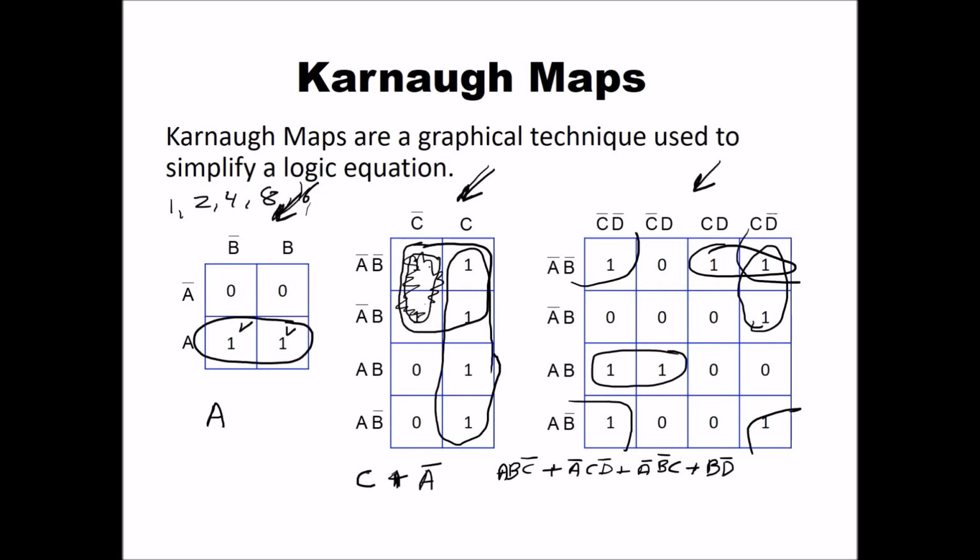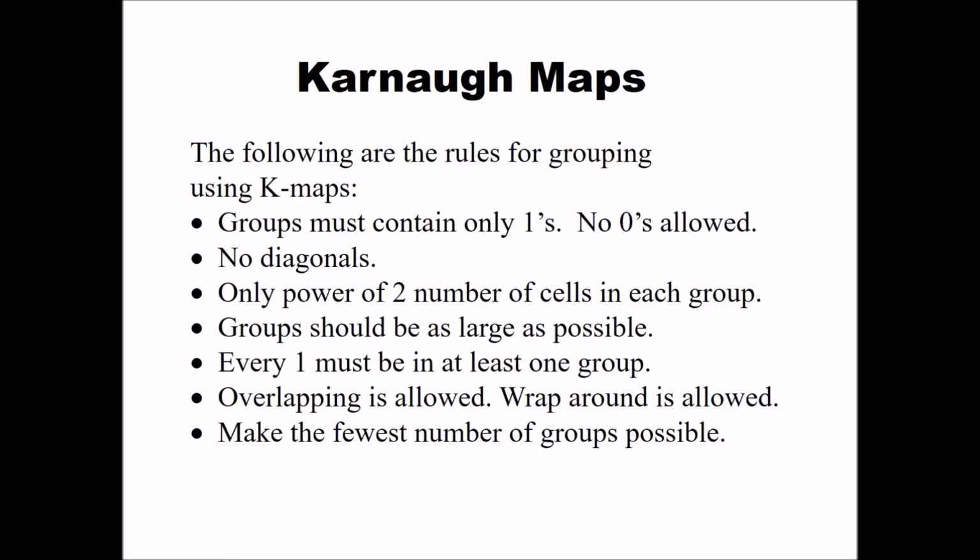All right, hang in there for the next few slides. Now that you've seen Karnaugh Maps, let's formalize all of the rules just to make sure you got them. So as you already know, your groups must contain only ones. You're not allowed to circle zeros, right? You're not allowed to circle things diagonally. And you can only group powers of 2. In other words, you can group 1, 2, 4, 8, 16, and so forth. You get the idea. You want to make your groups as big as possible.